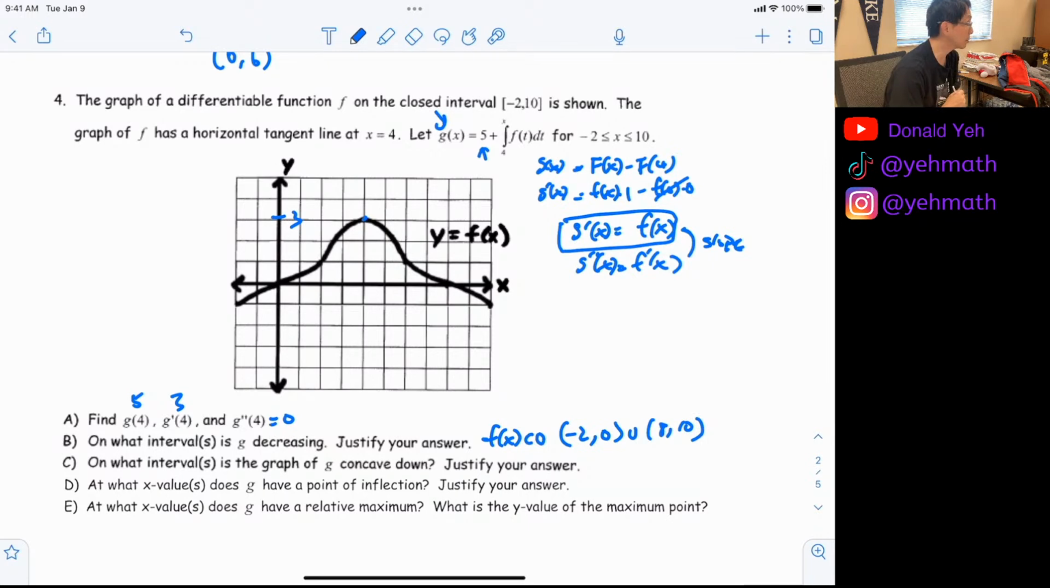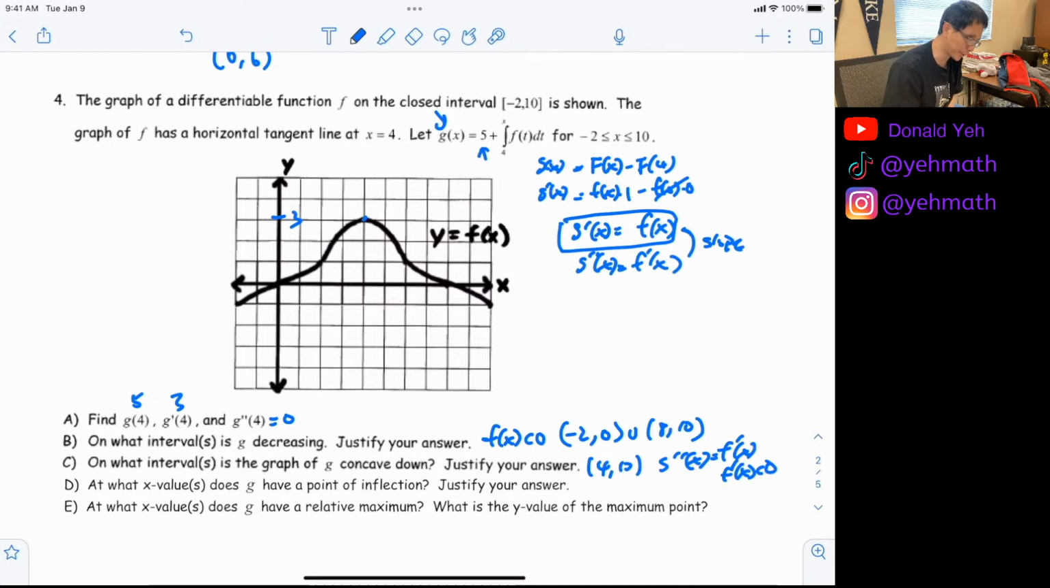Concave down. What does concave down mean? Slope down. Okay, so from where to where? 4 to 10. Good. Then you're going to justify your answer because g double prime of x is equal to f prime of x, and f prime of x is less than 0, which is in this region.